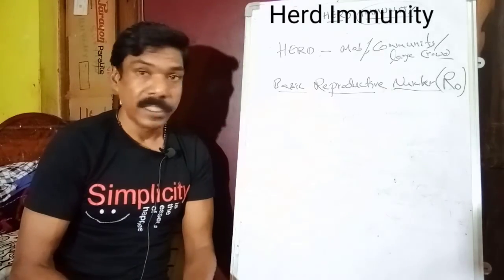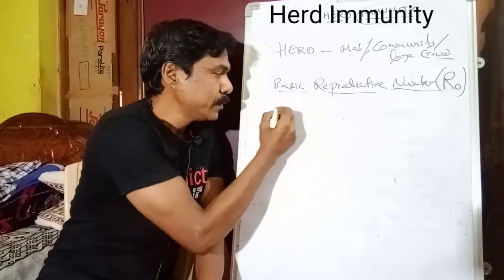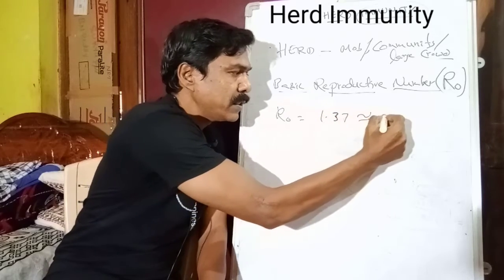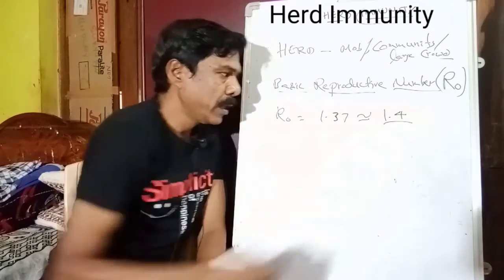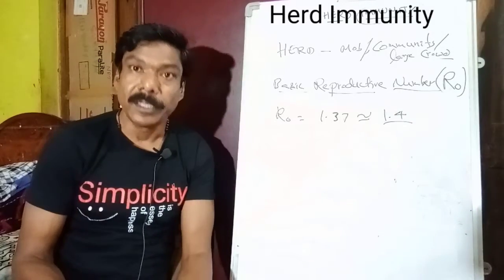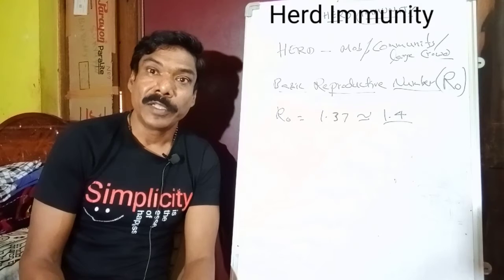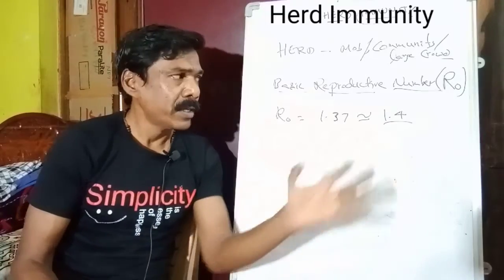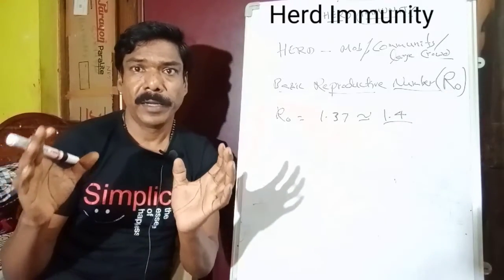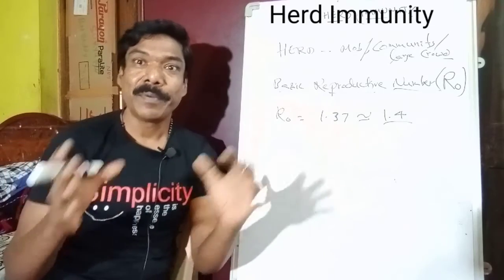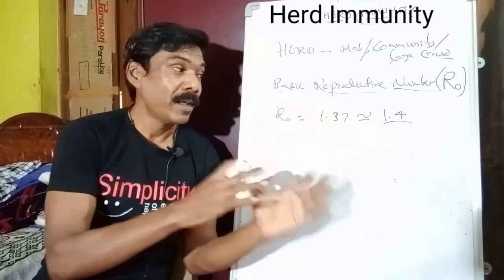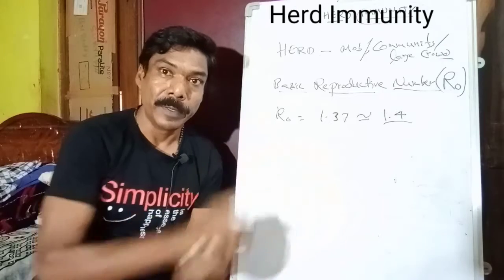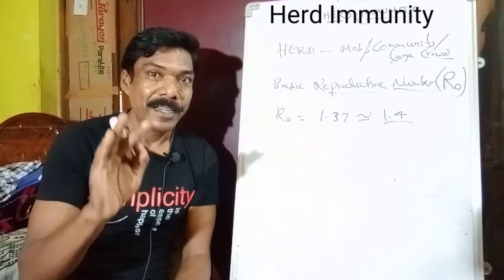In India, it was estimated so far that for this coronavirus, R naught is 1.37. Say for example it is equivalent to 1.4. That means every infected person on average can pass the infection to 1.4 people. How is it 0.4? It is an average. For example, 10 infected people can pass the disease to 14 people, 100 people will pass it to 140, 1000 will pass it to 1400 people. Now just understand simple mathematics here.